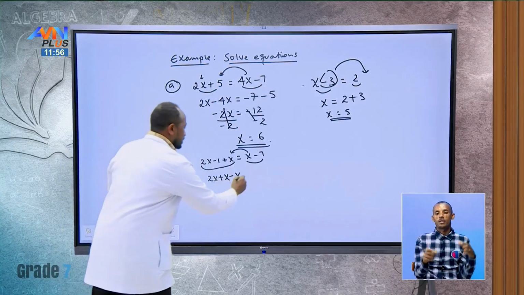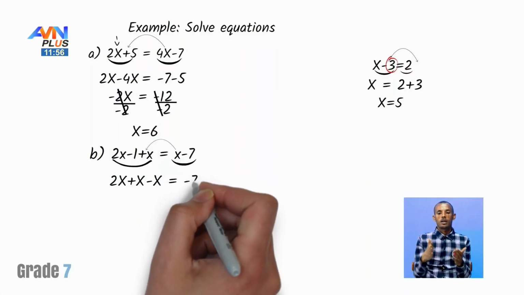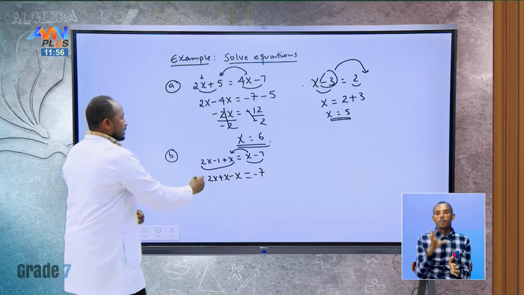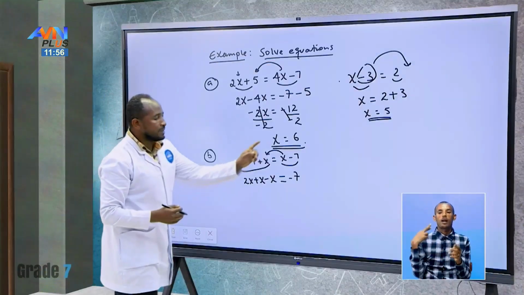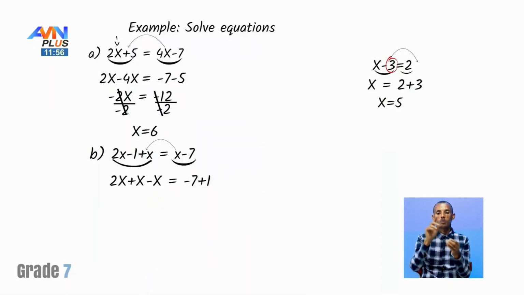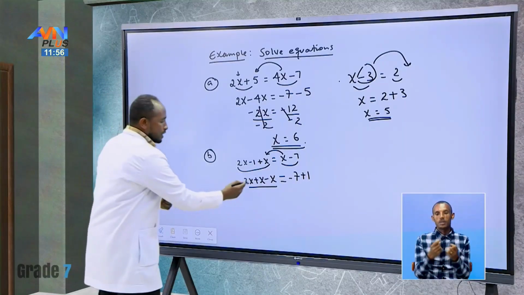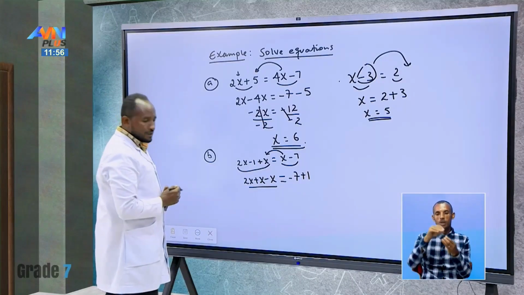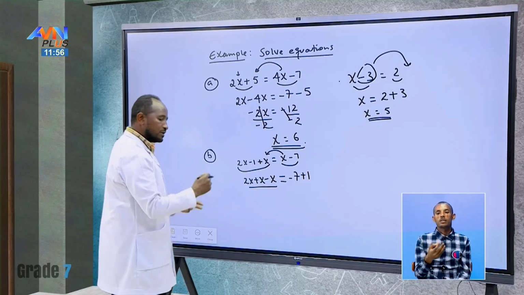So let's put the numbers on the right side. Here you have -7, put it as it is. And let's move this -1 to the right side. -1 becomes plus, good. It becomes +1. Now, these are like terms. Let's just add their coefficients. 2x plus x is 3x. 3x minus x is 2x.